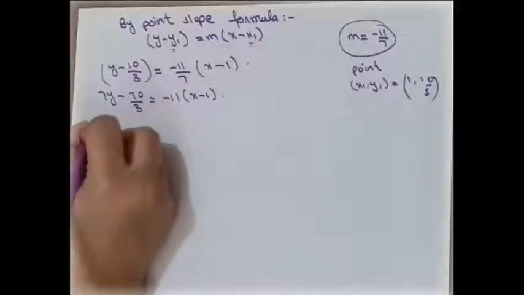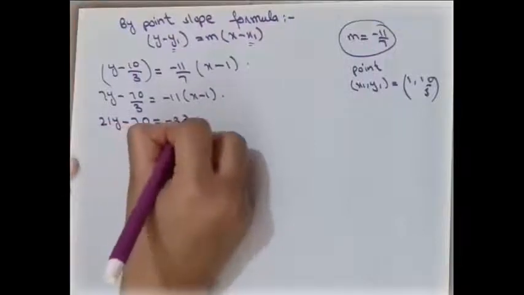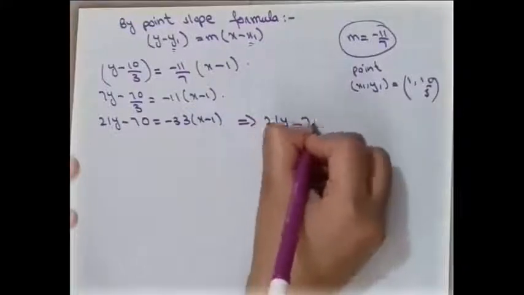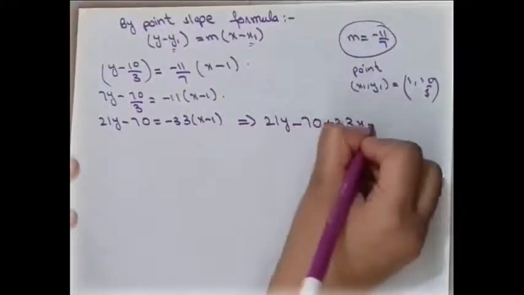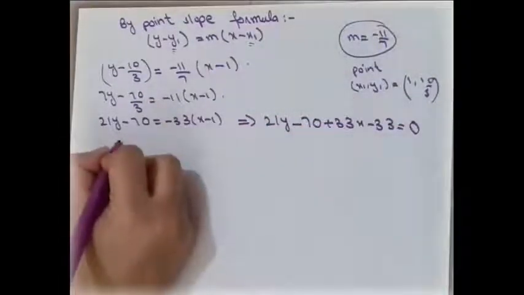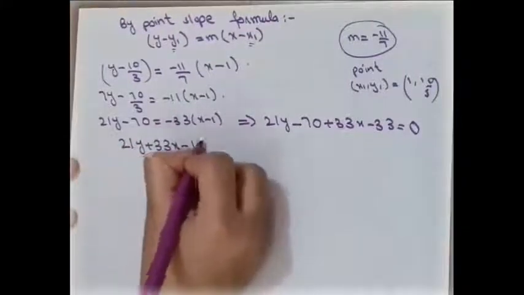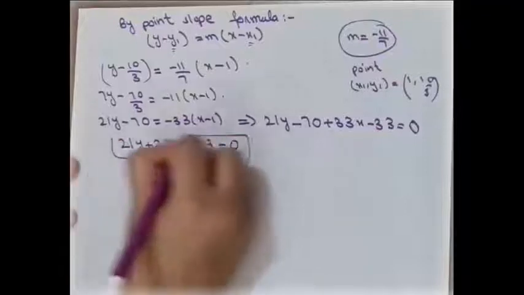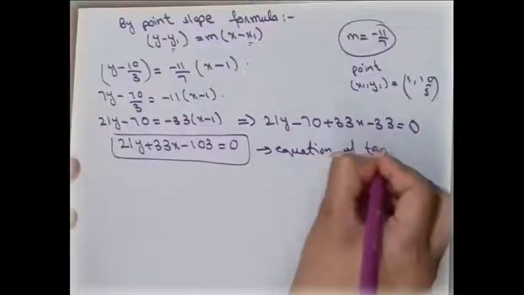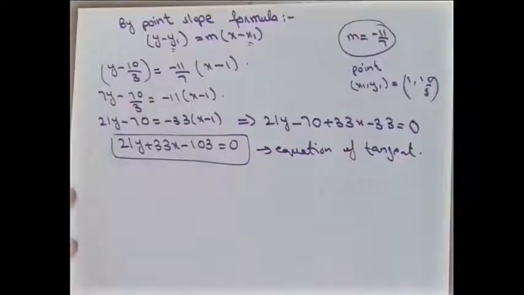So in the next step it will be 21y - 70 equals -33(x - 1), and in a further step it will be 21y - 70 + 33x - 33 equals 0. So if we solve it, the final equation is 21y + 33x - 103 equals 0, and this is the equation of the tangent.